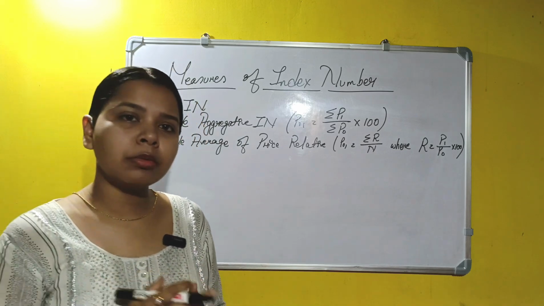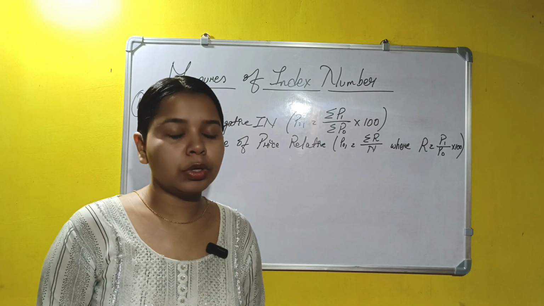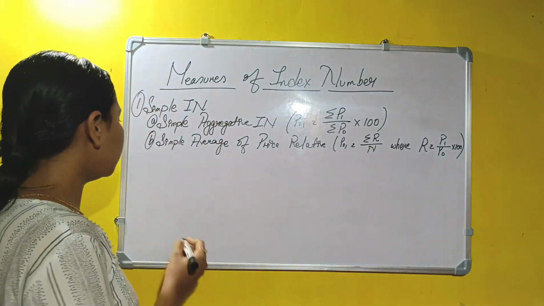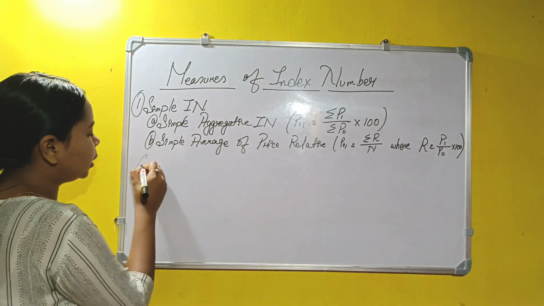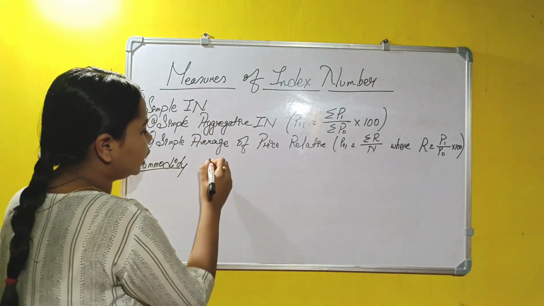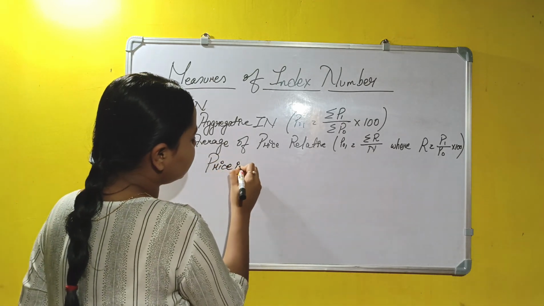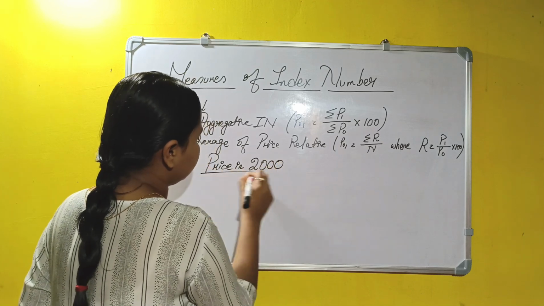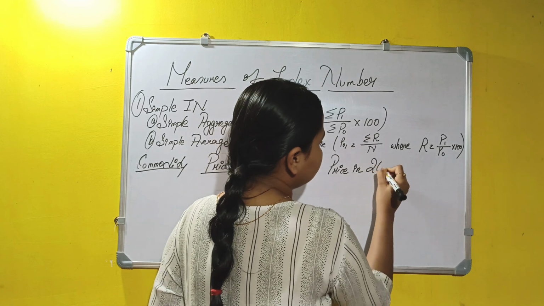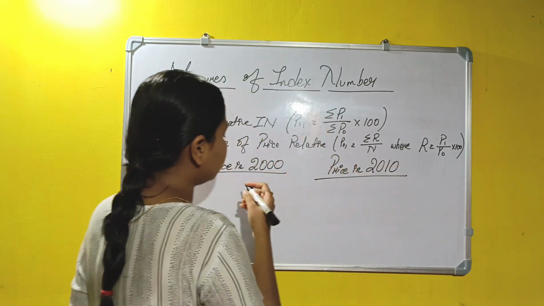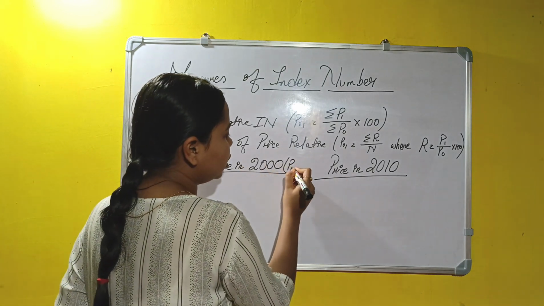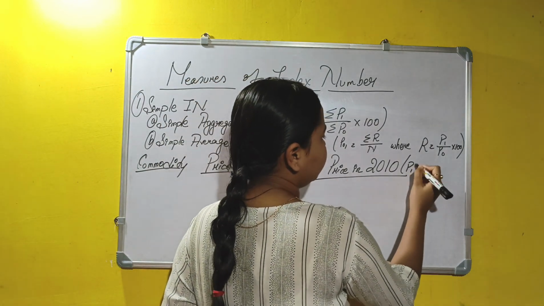I am just going to give a very simple numerical which will not be very difficult to understand. Okay, let's start with the numerical. First of all, we will be dealing with a particular commodity price. So first column will be commodity. Next, let's say price in 2000. Next we have price in 2010. As this is the previous year, which is lesser than this, this will be our P naught and this will be our P1.